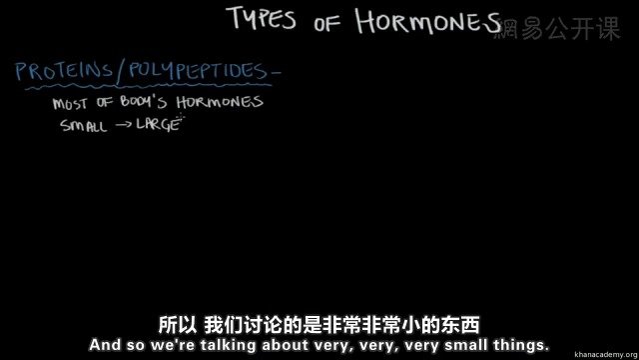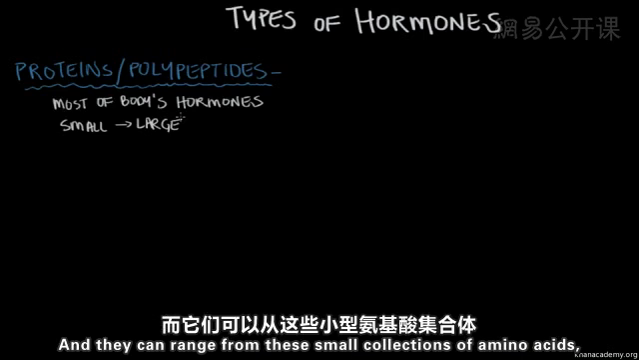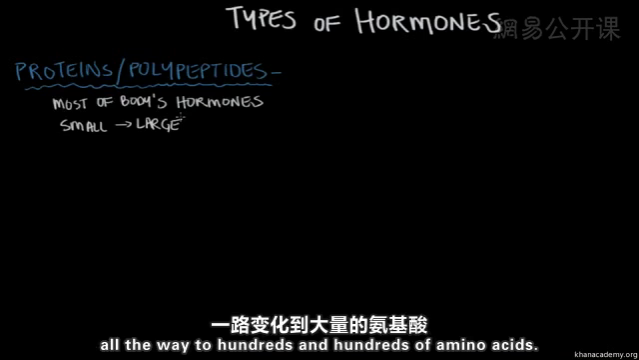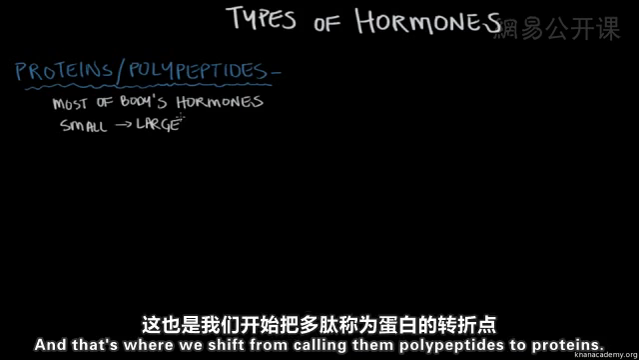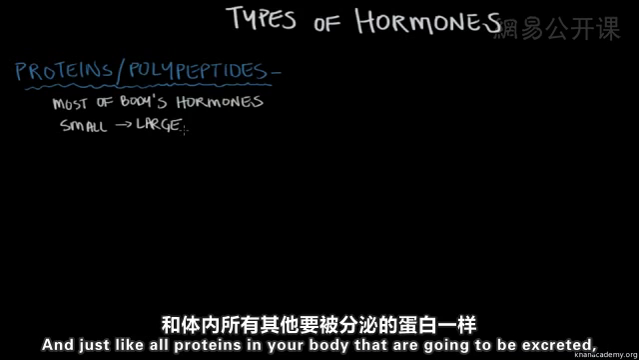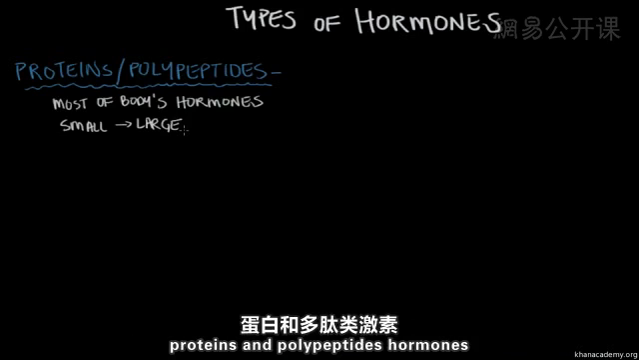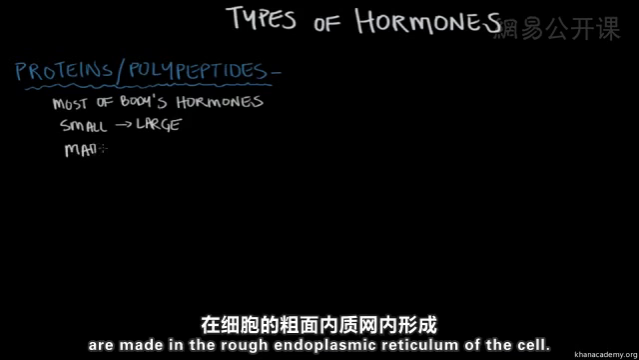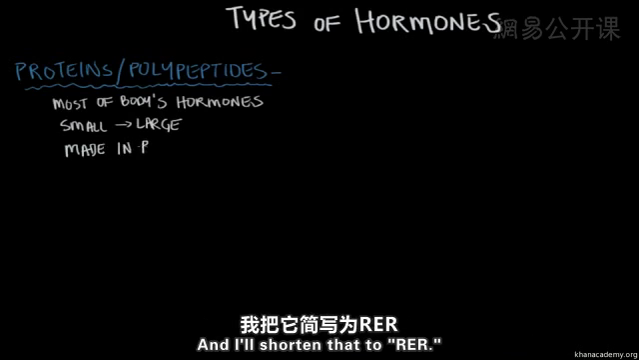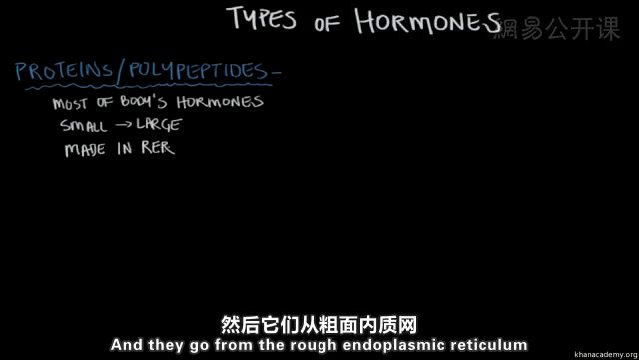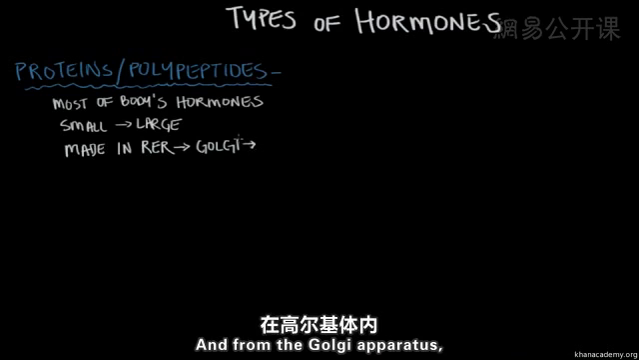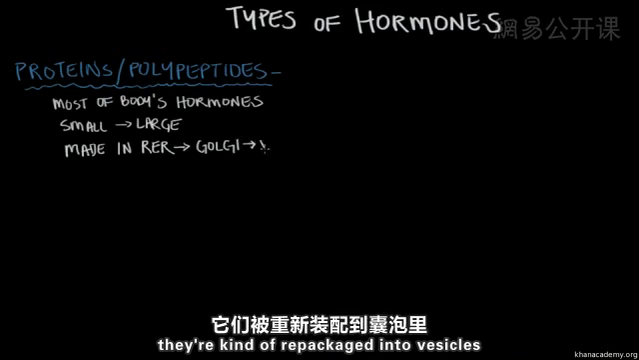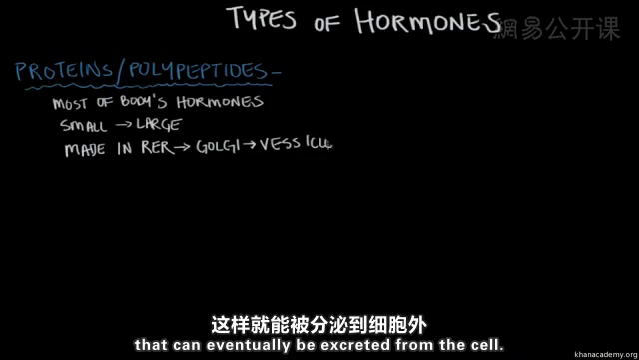And so we're talking about very, very, very small things, and they can range from these small collections of amino acids all the way up to hundreds and hundreds of amino acids, so they can get quite large, and the break point becomes right around 100, and that's where we shift from calling them polypeptides to proteins. And just like all proteins in your body that are going to be excreted, proteins and polypeptide hormones are made in the rough endoplasmic reticulum of the cell, and I'll shorten that to RER, and they go from the rough endoplasmic reticulum to the Golgi apparatus. And from the Golgi apparatus, they're repackaged into vesicles that can eventually be excreted from the cell.